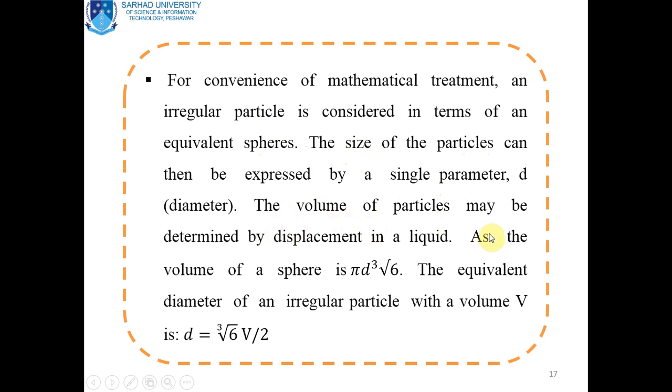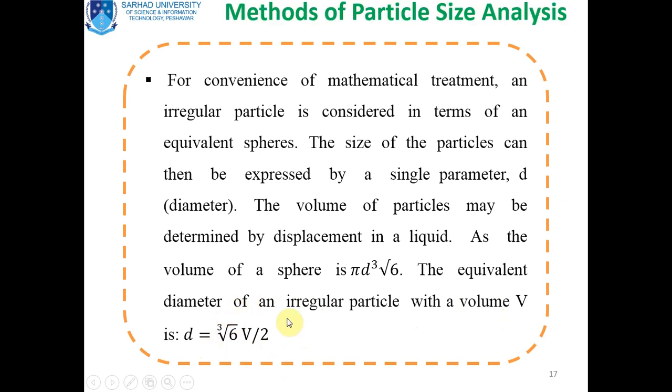The volume of particles may be determined by displacement of the liquid, as the volume of a sphere is pi d cubed over 6. The equivalent diameter of an irregular particle with a volume V is obtained by using this equation for the diameter of the irregular particle.